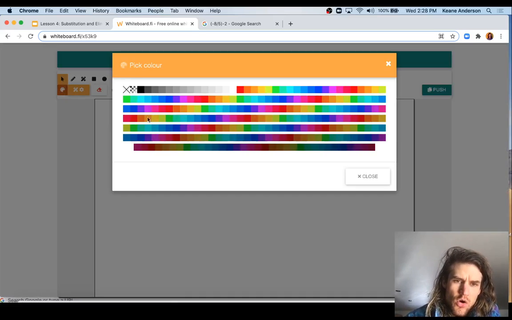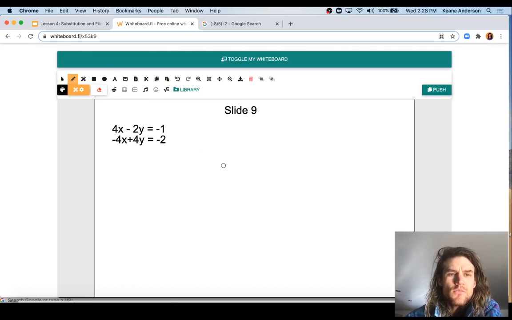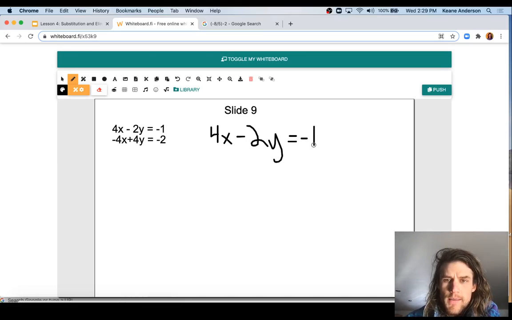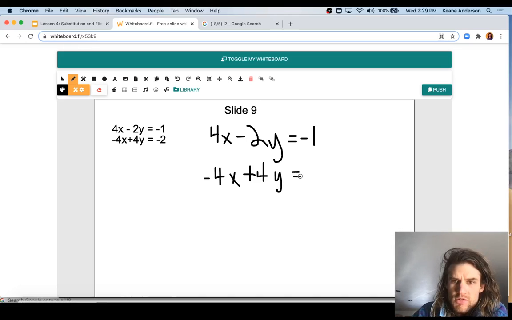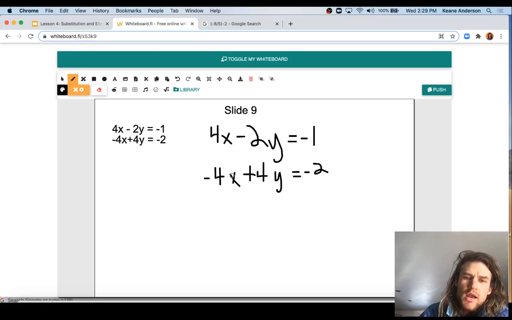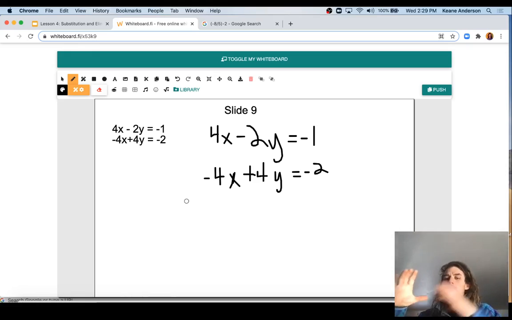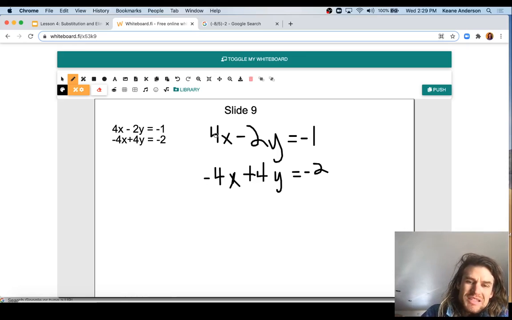So let's see here. Let's grab a different color. Okay, so let's do like this. 4x minus 2y equals negative 1. And then we got negative 4x plus 4y equals negative 2. Now you can see this one's already pretty well set up to just combine the two equations together. And you can see that the x's are going to actually cancel out and become 0.